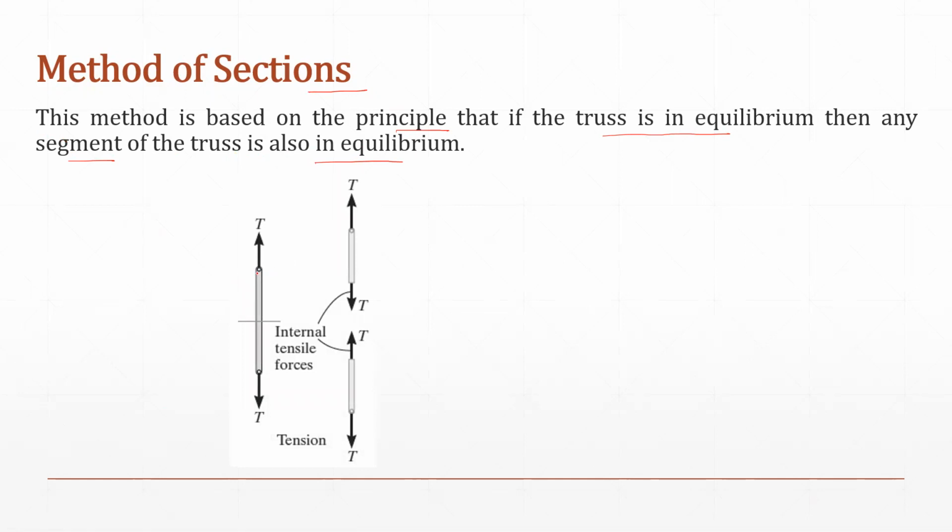Now, for example, there is a member of truss which is subjected to tension. Okay. Now, this member is in tension. So if we try to cut this member at a particular section, for example, we are cutting this member at this section, what we are doing is we are exposing its internal forces. Now, you can see in the second part, the member is cut in two parts and internal forces are exposed.